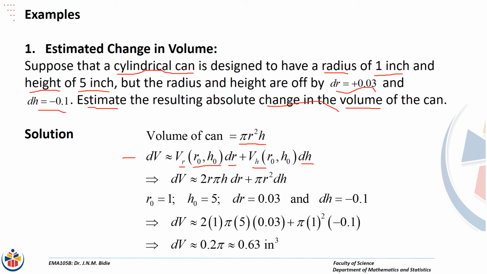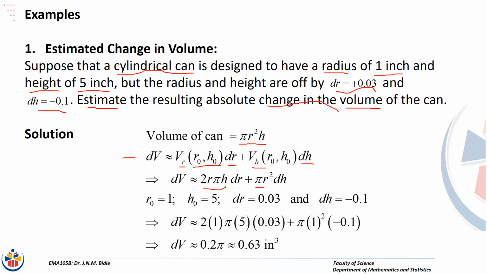Let's substitute. What is the derivative of V with respect to R? Note that pi and H will be constant, so you're differentiating R squared. You will have 2 pi RH multiplied by dr. We have not substituted anything yet, we are just differentiating V. So V differentiated with respect to H, that means pi and R squared are just constants, so you'll have pi R squared times dH.